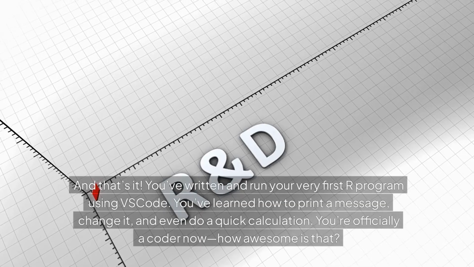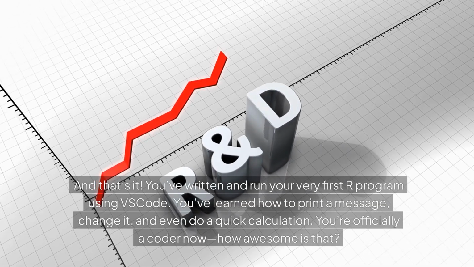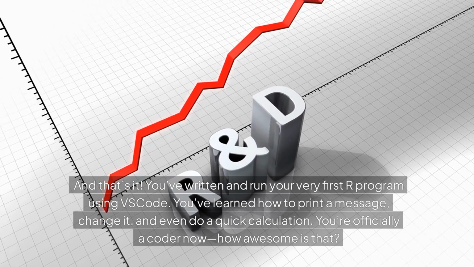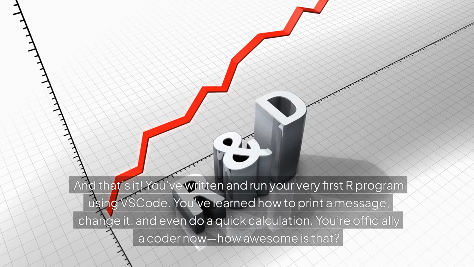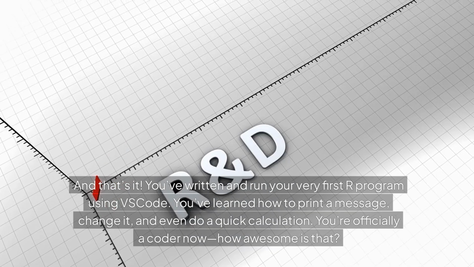And that's it, you've written and run your very first R program using VS Code. You've learned how to print a message, change it, and even do a quick calculation. You're officially a coder now. How awesome is that?